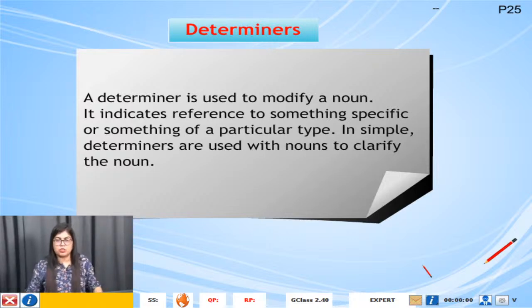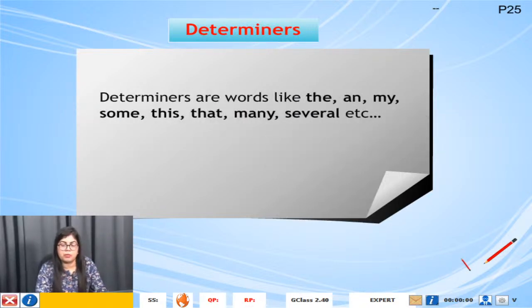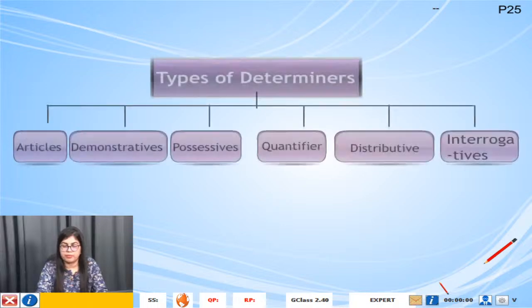Okay, so not only the determiners topic, you will find all other topics in the grammar book: what parts of speech are, how we form sentences, positive, negative or different types of sentences. All of these will be in your grammar book, okay? So some examples of determiners are: the, and, my, some, this, that, many, several, etc. Okay, so these are examples of determiners.